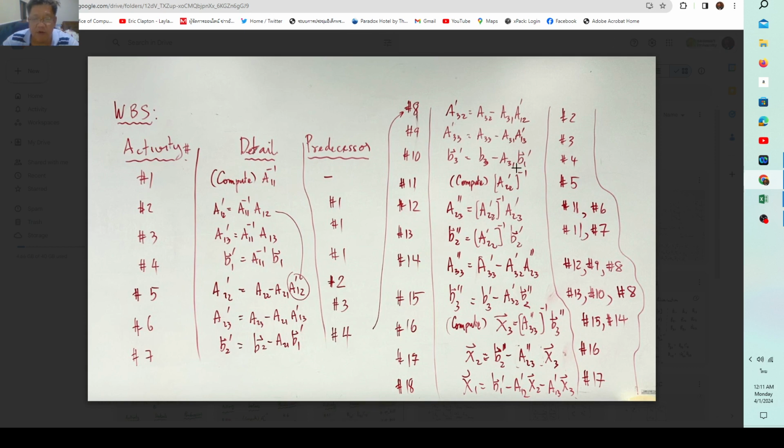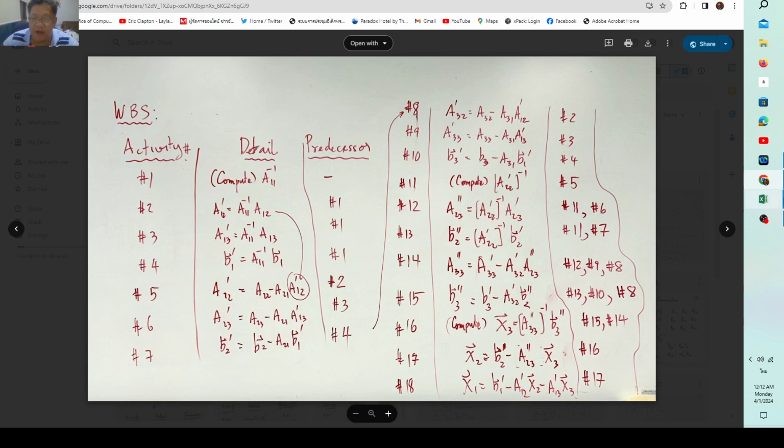Okay, and also, you can do another additional file to compute B3 prime. And then with the A22 over here, A22 prime, in the same file you can compute the A22 prime inverse, right? And then you can use that inverse, copy and update with the A23 prime, A23 double prime, and B2 double prime, and then keep on going until you get the X3, X2, and X1, right?